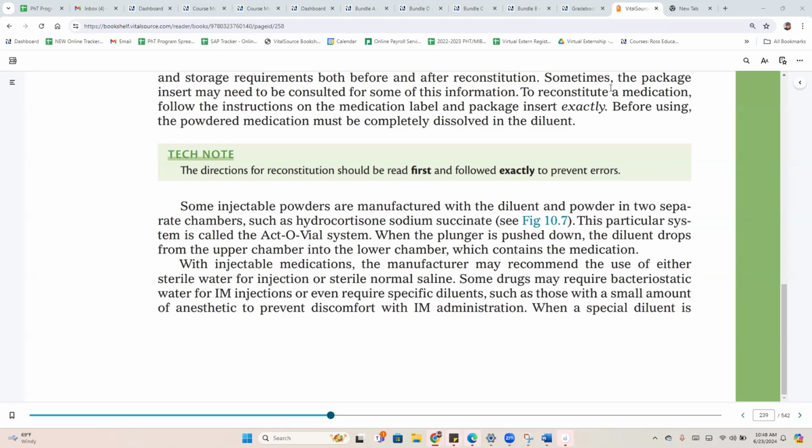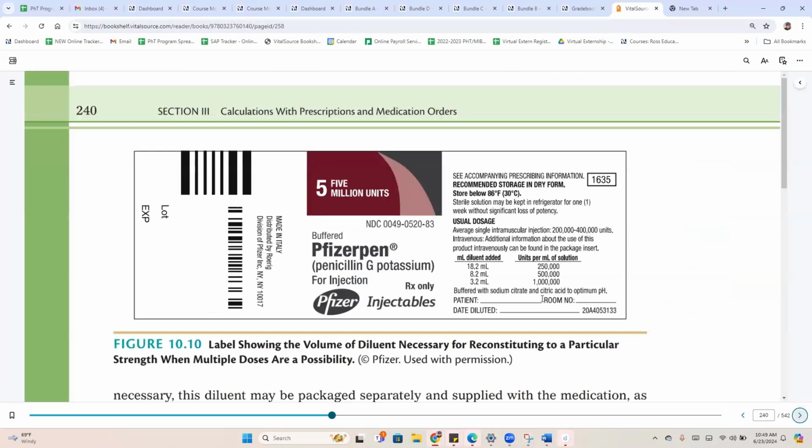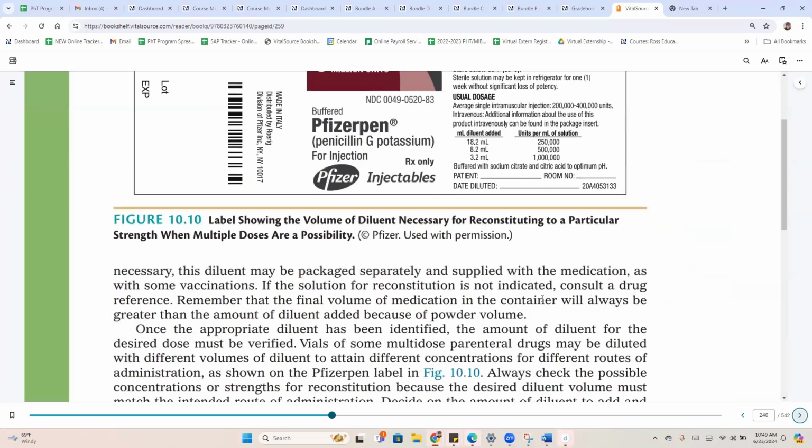With injectable medications, the manufacturer may recommend the use of either sterile water for injection or sterile normal saline. Some drugs may require bacteriostatic water for intramuscular injections or even require a specific diluent, such as those with a small amount of anesthetic to prevent discomfort with IM administration. When a special diluent is necessary, this diluent may be packaged separately and supplied with the medication, as with some vaccines. If the solution for reconstitution is not indicated, consult a drug reference.